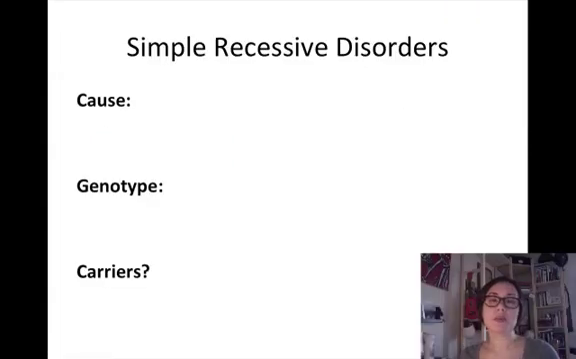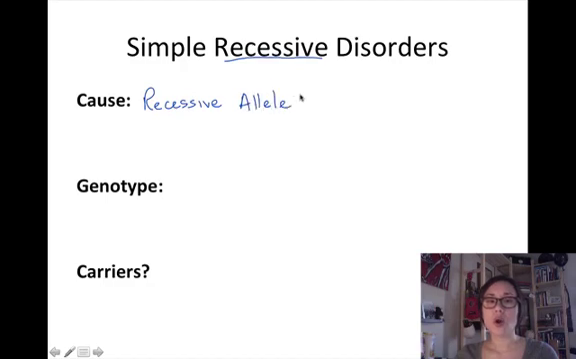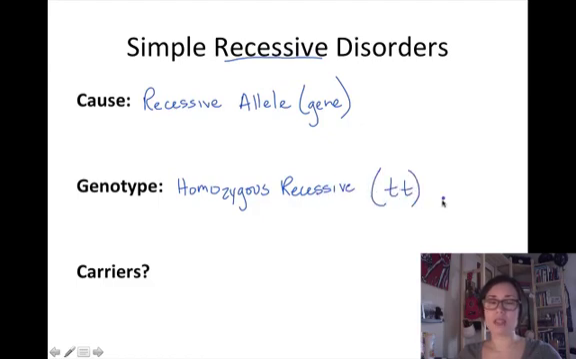Let's talk about some simple recessive disorders. So let's just talk about the cause really quickly. So again, we're talking about recessive disorders. So its cause, it's due to a recessive allele, or we can say a gene, okay? And the possible genotypes for actually having this recessive disorder, we'll think back to what we just talked about. The only way to see a recessive phenotype is if it's homozygous recessive. So the only possible genotype for having a recessive disorder is to be, once again, homozygous recessive. And what does that look like? That looks like two lowercase letters.